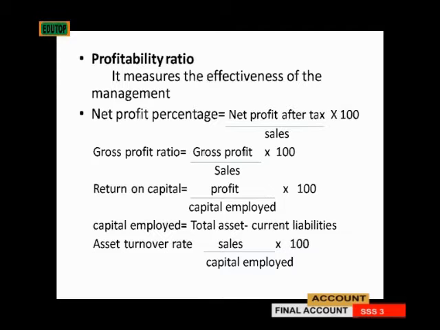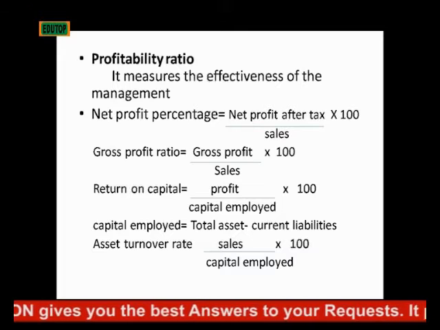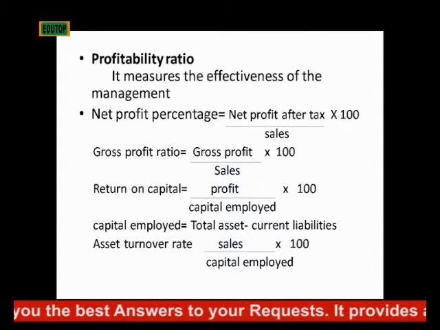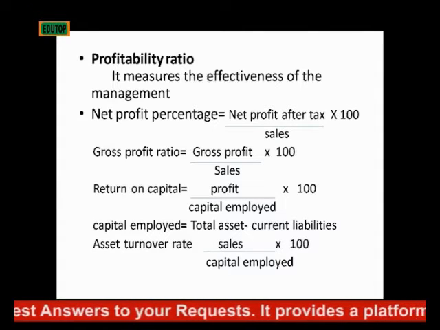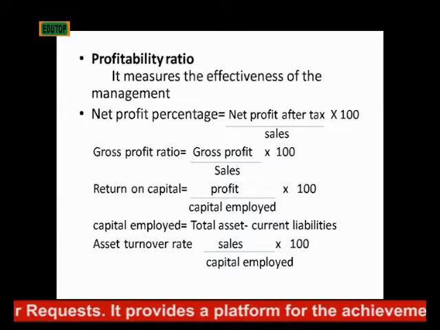Then the next one, you have the asset turnover rate, which can be used as sales divided by capital employed times 100. This is very important, and most of the time it normally comes out in the exam.